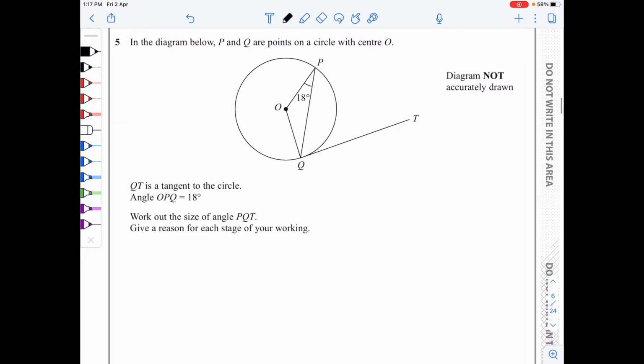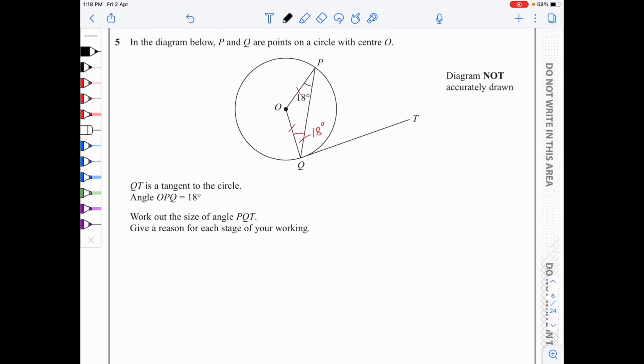Number 5, we've got P and Q points on a circle centered at O. QT is a tangent. Angle OPQ is 18 degrees. We need to work out the size of PQT. Now, there are certain things that are immediately evident. So this is an isosceles triangle, so the angle here must also be 18.